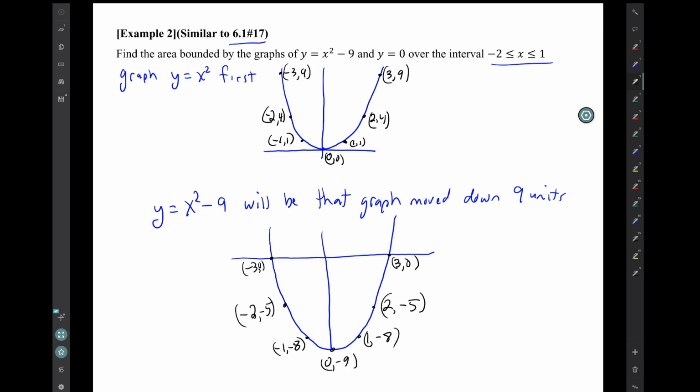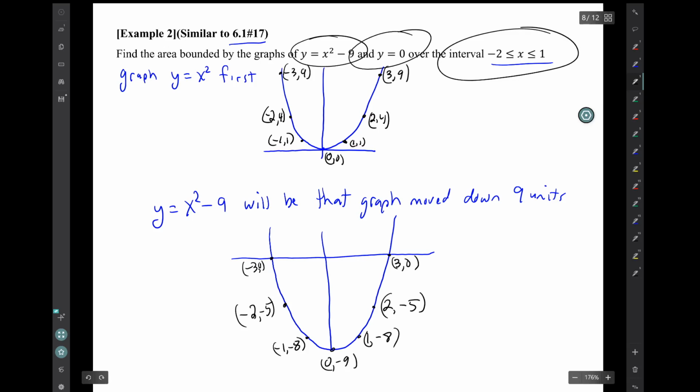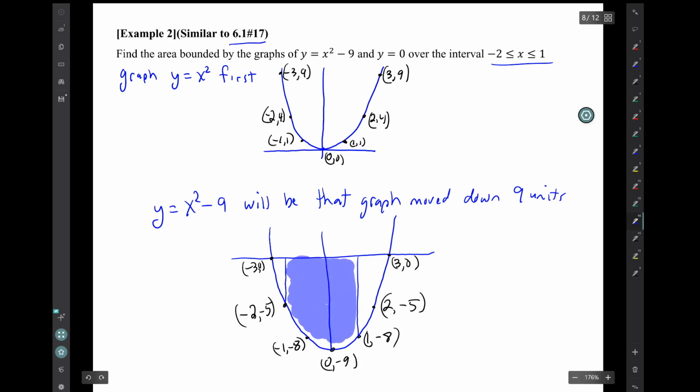Now finally, we can visualize the region that we have in mind. The region bounded by that graph and y equals 0 over that interval. There's our region. You can see that on that region, the top graph is y equals 0. And the bottom graph is y equals x squared minus 9. So now we're ready to set up the integral.